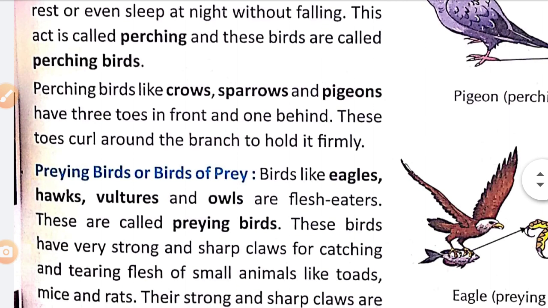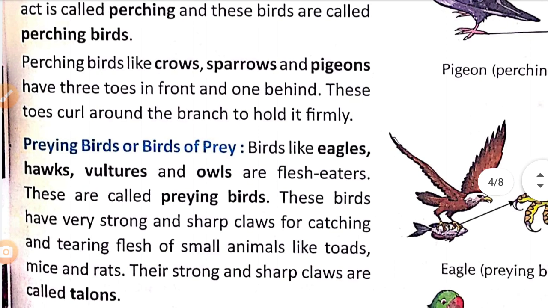Perching birds like crows, sparrows, pigeons have 3 toes in front and one behind, as I have shown you like this. And these toes curl around the branch to hold it firmly.